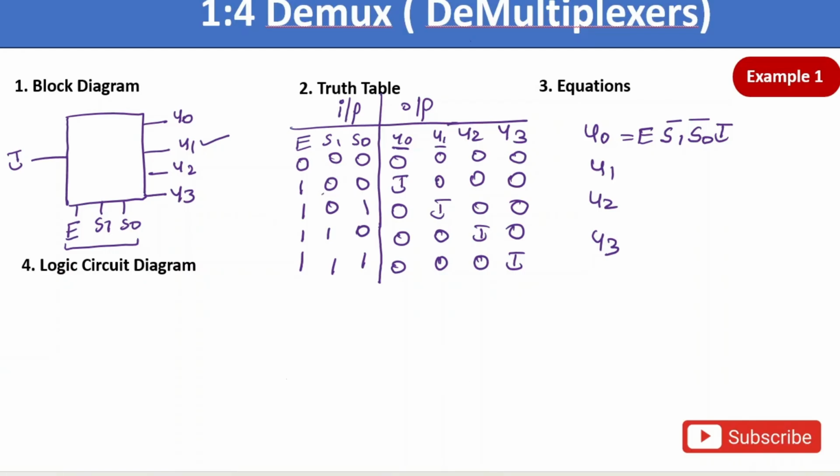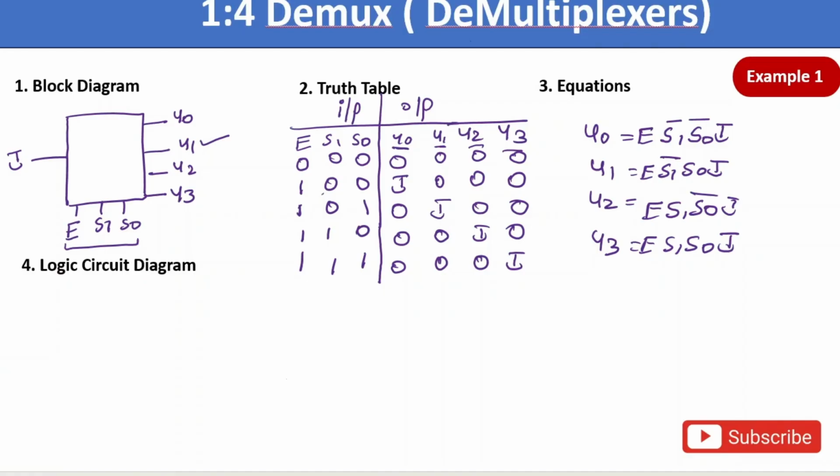Next, I will represent the output for Y1. Enable value is 1, S1 is 0, S0 is 1. So enable, S1 bar, S0 into I. If it is 0, write the bar on it. Next, for Y2 I will write the output. E value is 1, S1 value is 1 and S0 value is equal to 0. So enable, S1, S0 bar into I. Next, the last one. For Y3 I will write enable, S1, S0 into I.